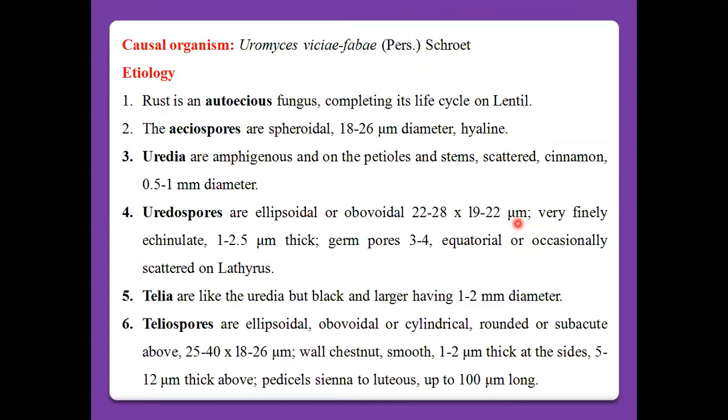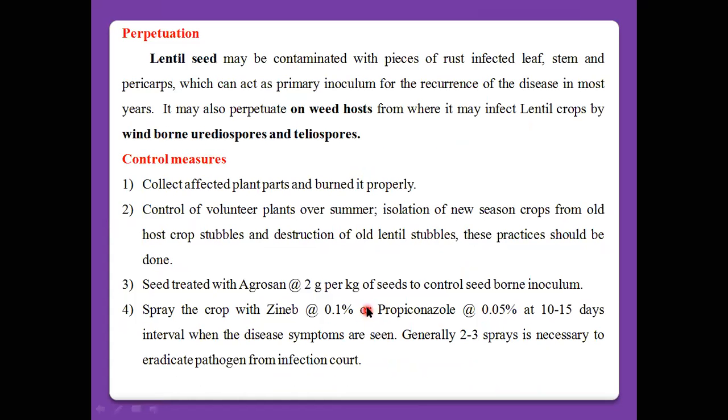Okay, causal organism Uromyces viciae-fabae. So this pathogen is also known as the autoecious rust, completing its life cycle on only one host, the lentil plants. So aeciospores, urediospores, teliospores, pycniospores, and aeciospores are developed on the lentil plants. Perpetuation is through self-sown lentil plants or some weed species, and secondary infection is by wind-borne urediospores.